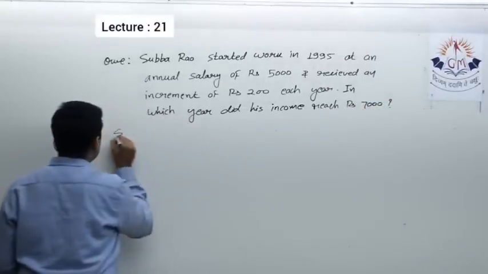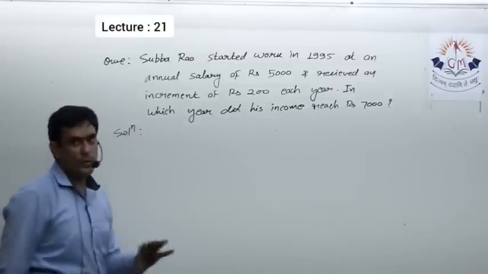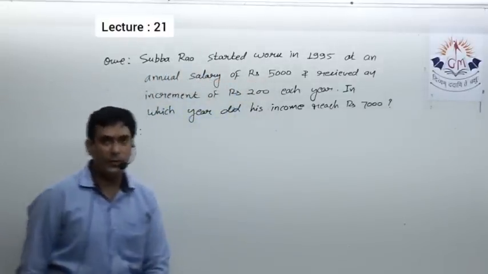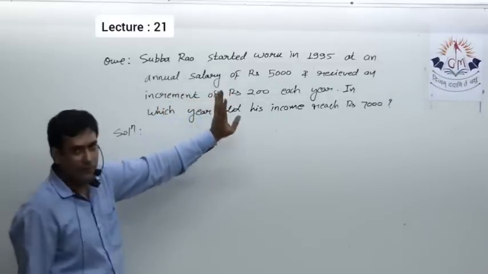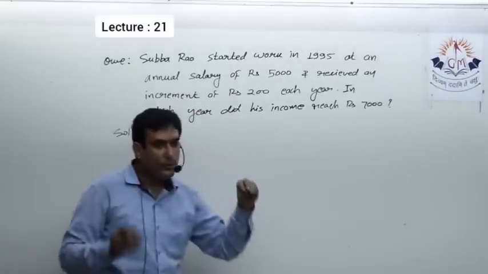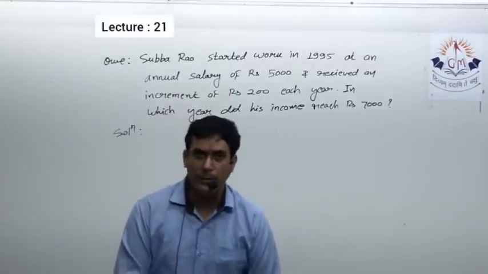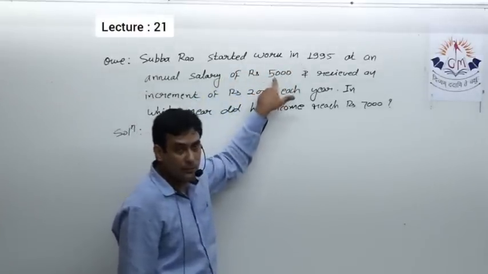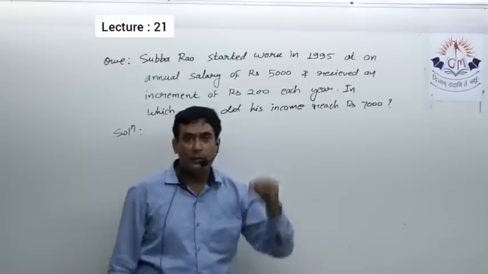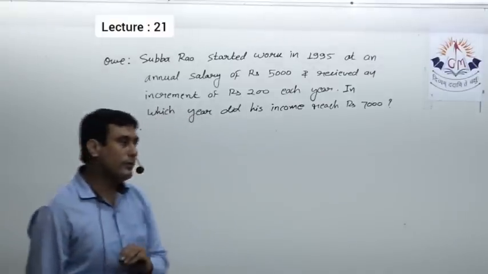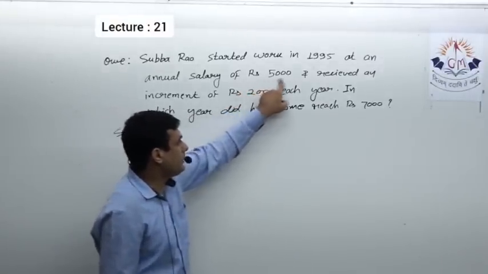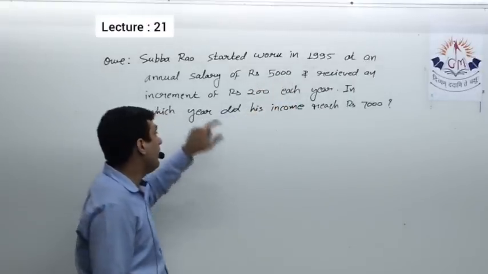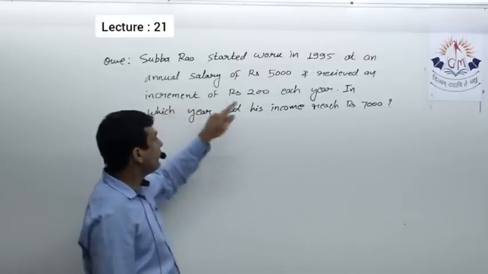Okay, so this is the question. Go through the question once again. Subbarao started work in 1995 at the salary of rupees 5,000. That means we already have this idea that this question is related to arithmetic progression. As he started in 1995 with this salary, here I can obtain one of the variables of the arithmetic progression, that is a must be 5,000.